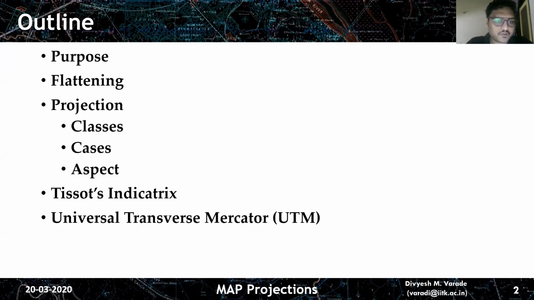Then to characterize or categorize the distortions, we use Tissot's indicatrix. So we'll speak about what Tissot's indicatrices are and how they indicate the amount of distortion that takes place in the 2D projection, or in the projected maps. Then finally, we'll give a description of the Universal Transverse Mercator, which is widely used for a variety of purposes.